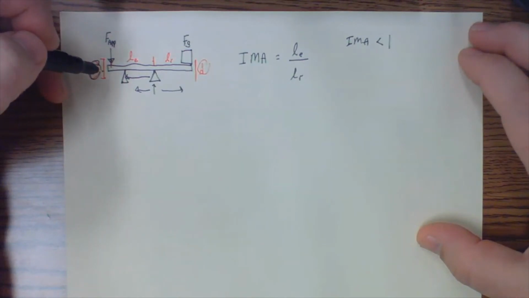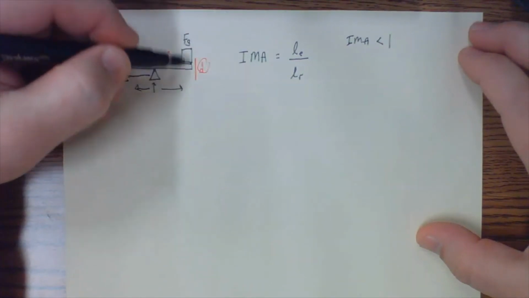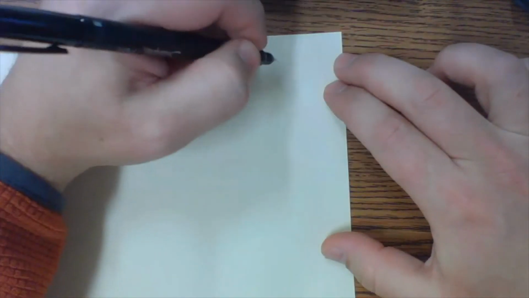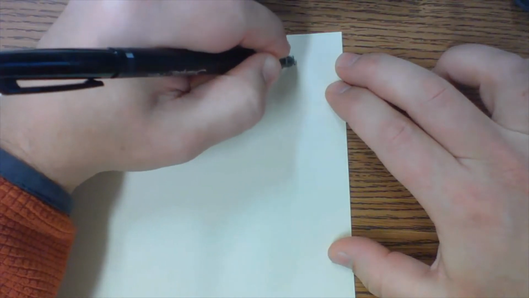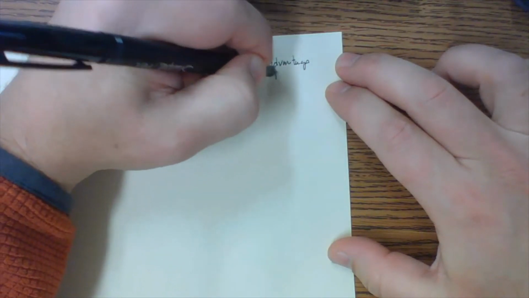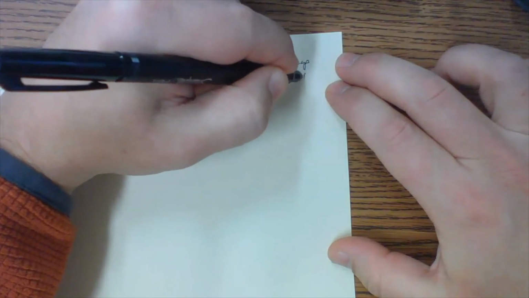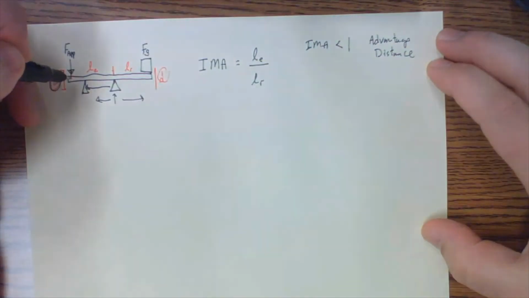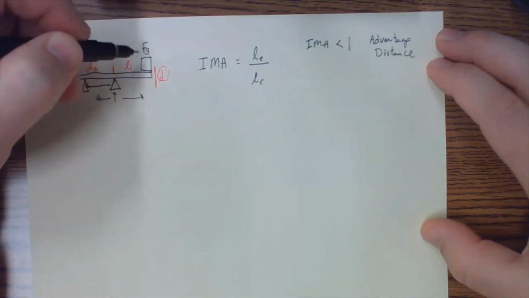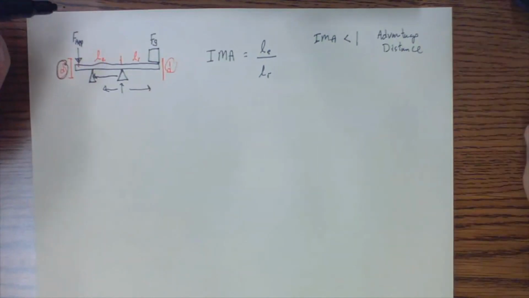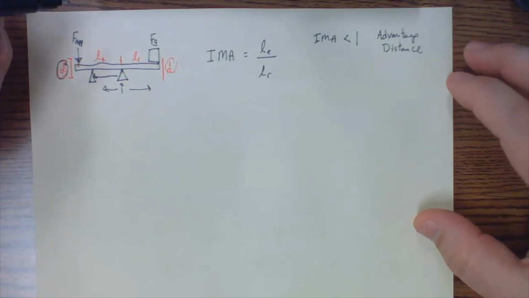So this is more one of those ones where the distance that we move here is going to be very little. It's going to be a big distance that we're going to move here. So really, this is going to give us an advantage of distance. So we're going to be able to move a little bit here, and we're going to lift something really high here. So that could be a setup that could be good for us using that lever.